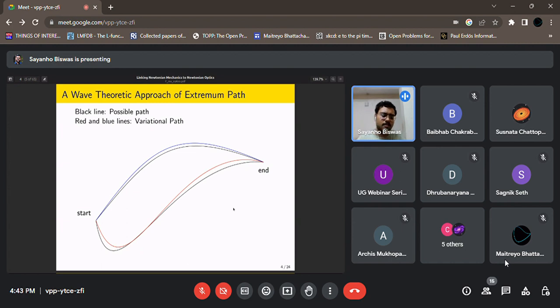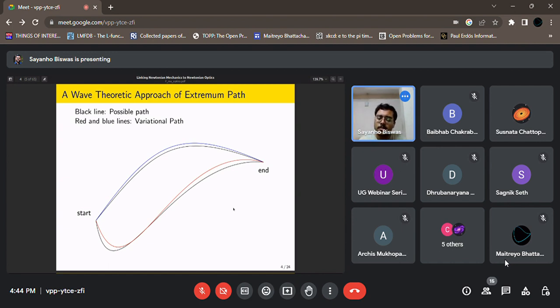Up to high school, we know that this is defined by Newtonian mechanics. Eventually, we can also find that this path can be described by a principle of stationary action, often known as a variational principle. But let's not get into too much detail because I have the entire mathematics worked out for you to see and understand. Over here, I try to explain a wave theoretic approach to the extremum path. You can see a start and an end point in the slide. You can see two black lines joining the start and end point. There are two different paths.